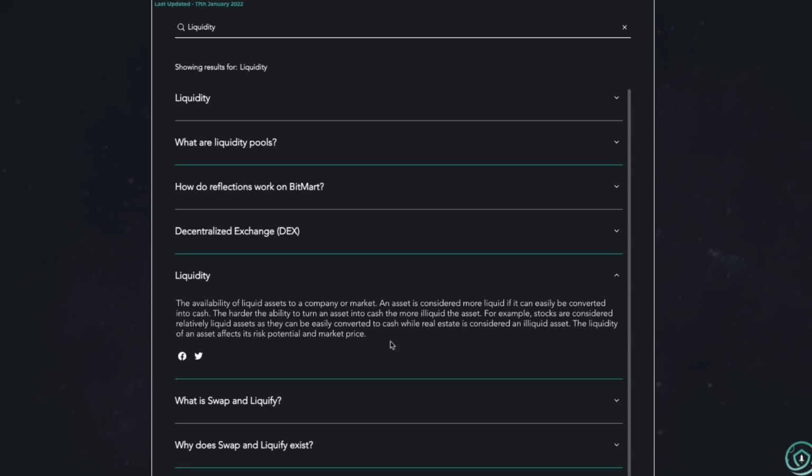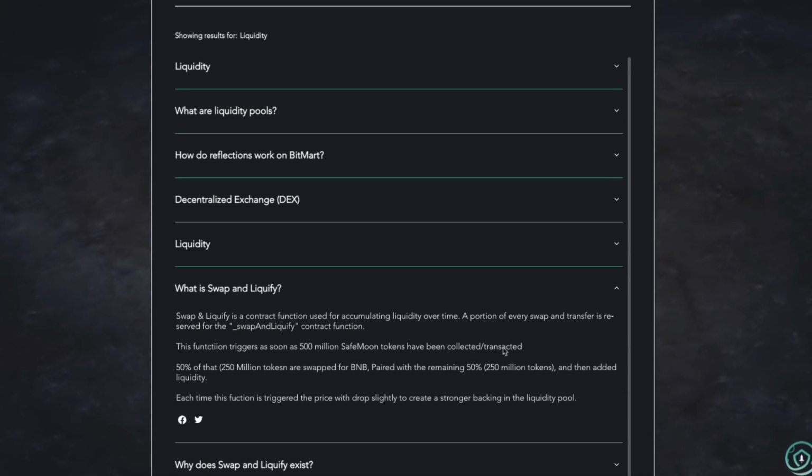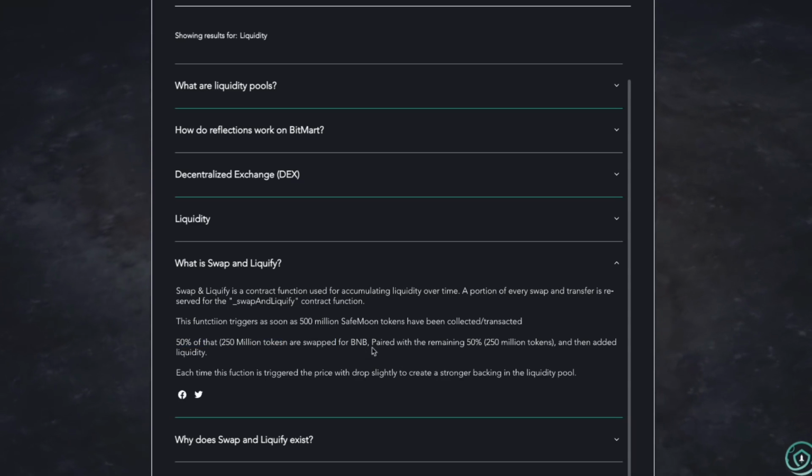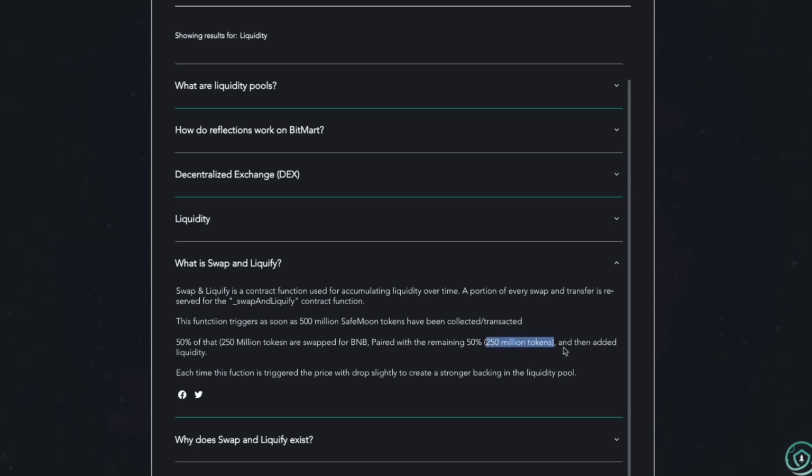Now, all this is super important when you're thinking about cryptocurrency because you're wondering how is there a financial backing behind the currency or the token itself, and a liquidity pool just does that. Now, if we go under here to what is swap and liquify. Swap and liquify is a contract function used for accumulating liquidity over time. A portion of every swap and transfer is reserved for a swap and liquify contract function. This function triggers as soon as 500 million Safemoon tokens have been collected or transacted, and 50% of that, 250 million tokens, are swapped for BNB, paired with the remaining 50%, 250 million tokens, and then added to liquidity. Each time this function is triggered, the price will drop slightly to create a stronger backing in the liquidity pool.